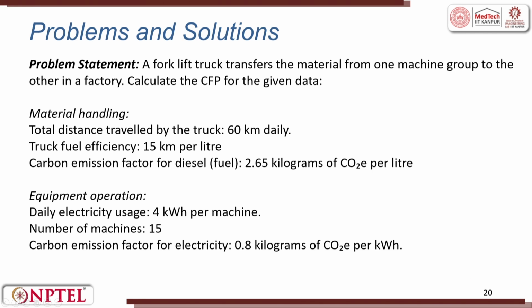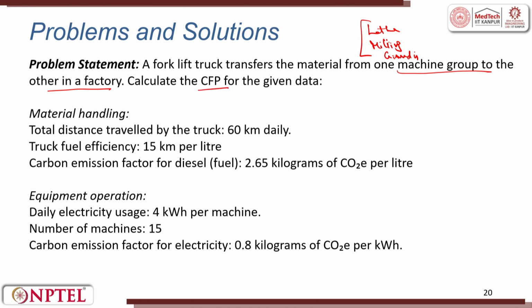Another problem statement talks about the carbon footprint, the sustainability metric. A forklift truck transfers material from one machine group to the other in a factory. There are machine groups in a factory, such as a lathe group or a milling group. This is a kind of process layout. There could be a grinding group, etc. From one group to another, a forklift truck transfers the material, and this is the data given. We have to calculate the total carbon footprint.